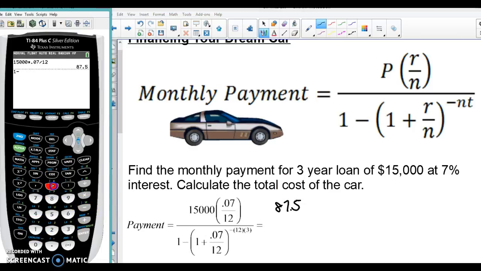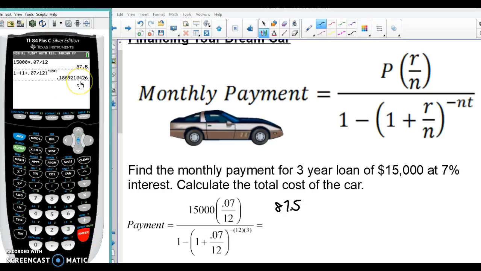1 minus quantity 1 plus 0.07 divided by 12 to the power of, and now if your calculator has a new operating system like mine where it's going to go ahead and put the negative 12 times 3 all in the exponent, that's fine. If your calculator just gives you the up caret, then I would recommend either putting that to the negative 36 power or using parentheses to put negative 12 times 3 in the parentheses so that the calculator recognizes the whole thing as part of the exponent.